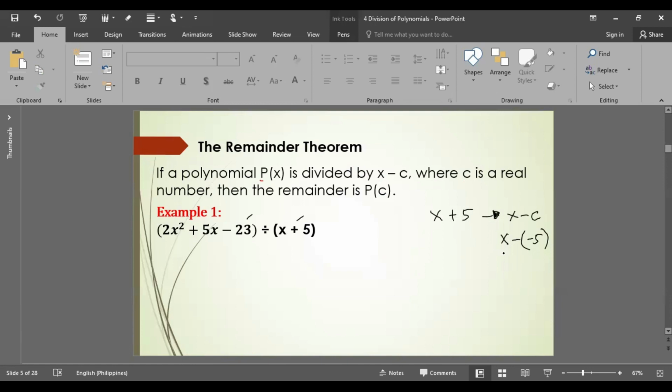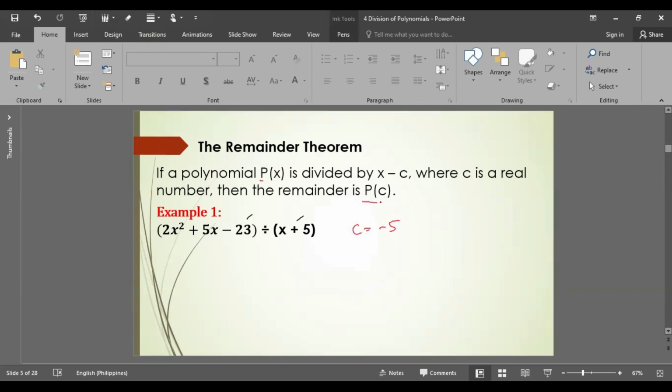So, I'll give you a clue, class. Let's say x plus 3, x minus 3. If the operation that is present here is addition, then the value of c here is negative. So, it's negative 3. Kasi nasa form siya ng x minus negative 3. On the other hand, if the operation that is present here is subtraction, simple enough, the value of c is positive, which is in this case, it's 3. So, I hope I am making myself clear. So, the value of c here is negative 5.